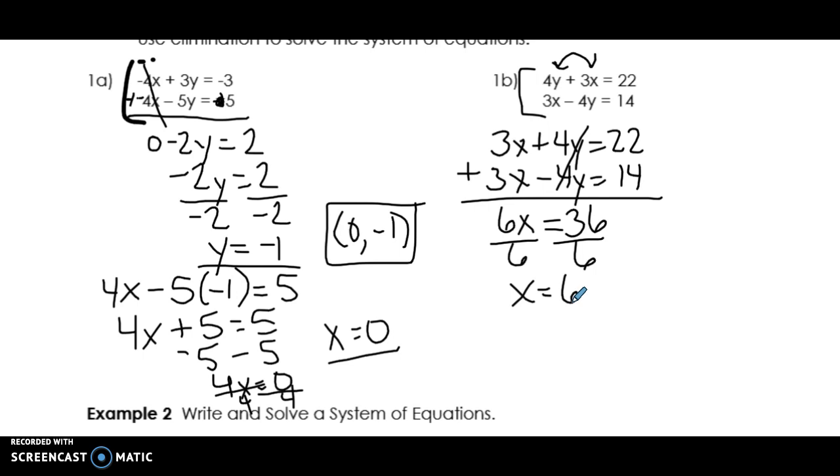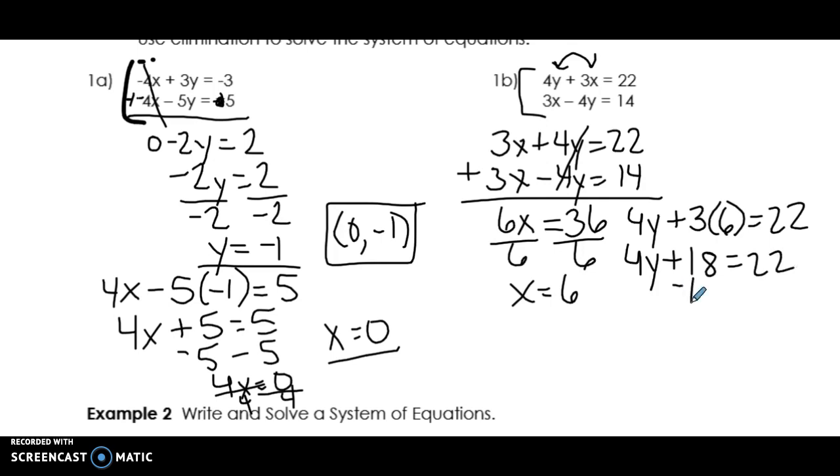So there's my x. Now I'm going to plug x into one of the equations. I'll do the first one this time, just switching it up. It doesn't matter which one you plug it into. So I have 4y plus 3 times 6 equals 22. So I'm plugging in 6 for x. I'm going to go ahead and multiply that together. So 3 times 6 gives me 18, and this equals 22. Subtract 18 from both sides, and I get 4y equals 22 minus 18 gives me 4. If I divide both sides by 4, now I'm left with y equals 1.